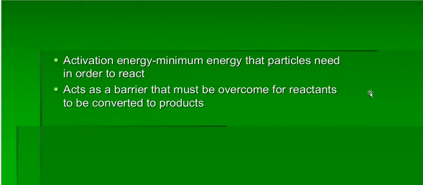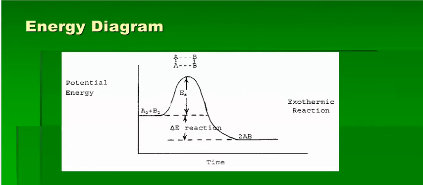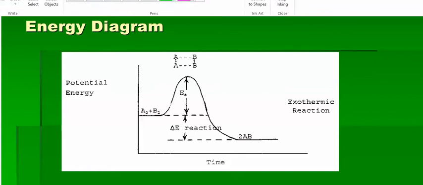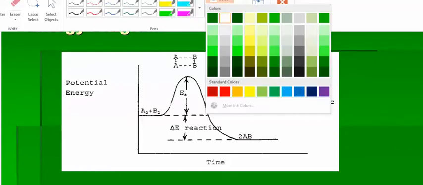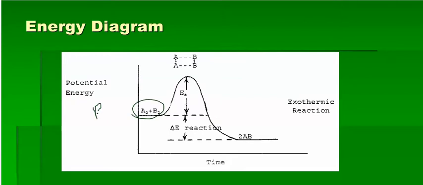Activation energy is the minimum energy that the particles need in order to react. It acts as a barrier. We're going to look at an energy diagram here. You need to know how to label the parts on an energy diagram, so let me label these parts for you. Over here, you have reactants. You always start with your reactants on the left, and you end with your products on the right. At the top is what's called an activated complex, or a transition state. Activated complex. It's always the highest energy, that activated complex.